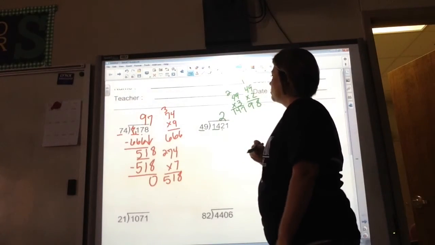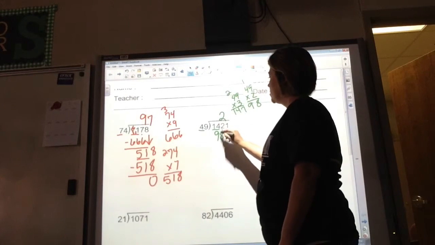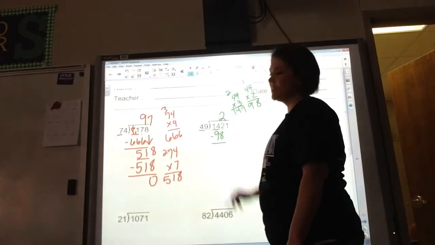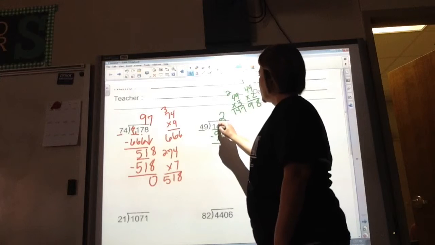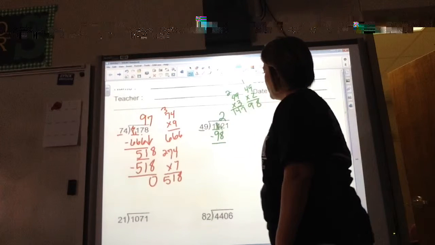Now you're ready to multiply. 2 times 49 is 98. After I multiply, I'm ready to subtract. Okay? 2 minus 8, oh, can't do it. Cross it, change it, move it. 12 minus 8, 4. 3 minus 9, can't do it. Cross it, change it, move it. I changed that 4 to a 3, so now that's 13 minus 9, even though it's hard to see. 13 minus 9 is 4. Do I have something to bring down? Yep, that 1. Underline the 4.